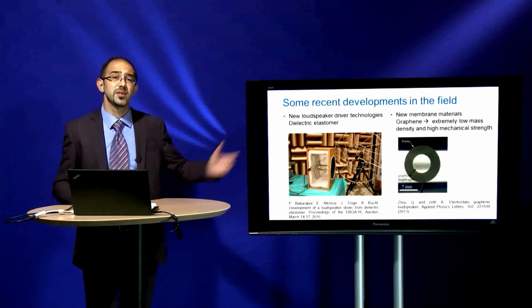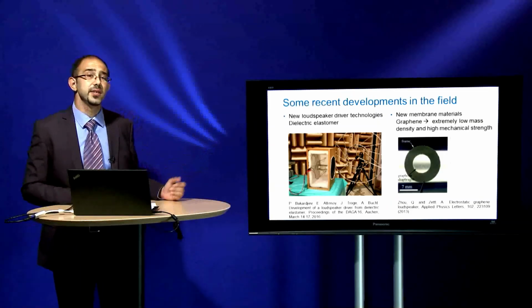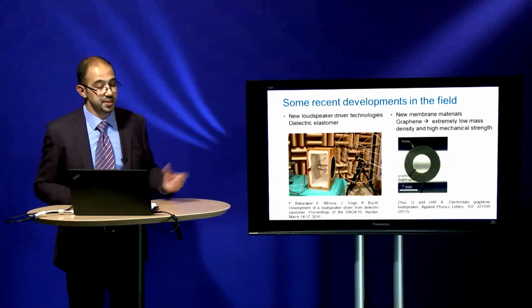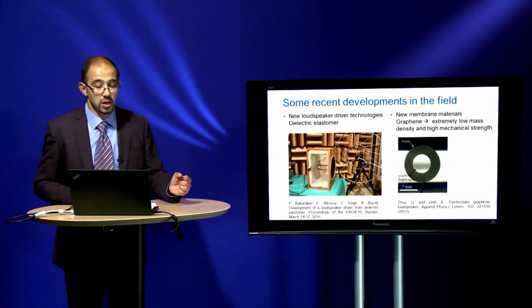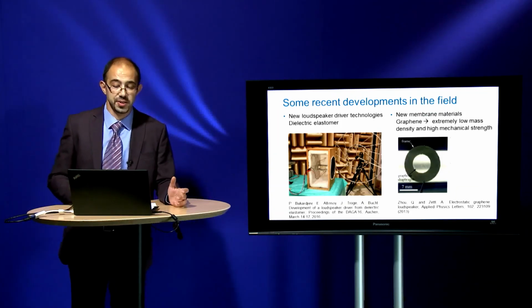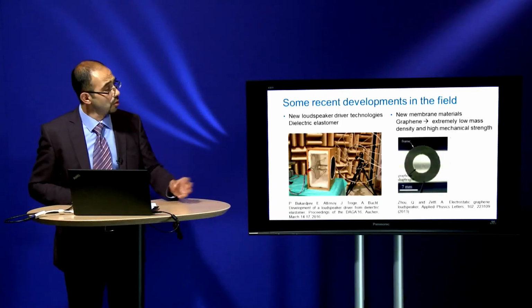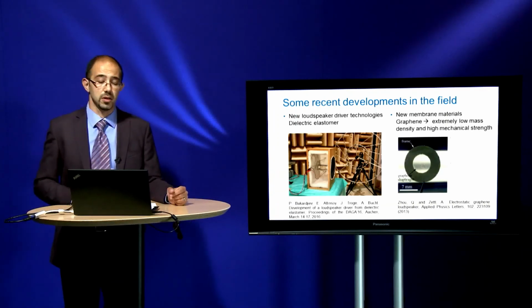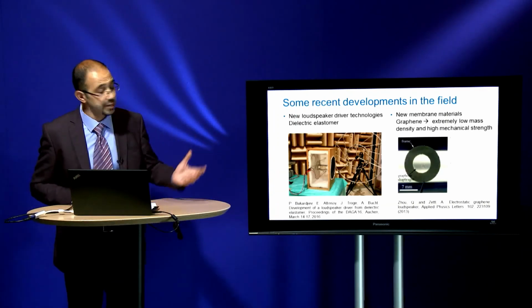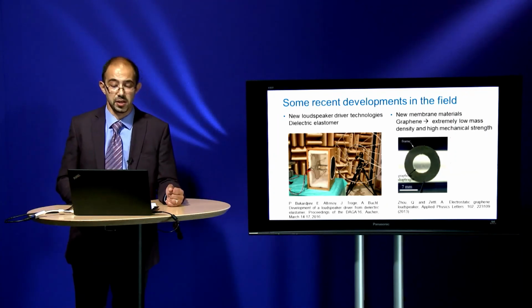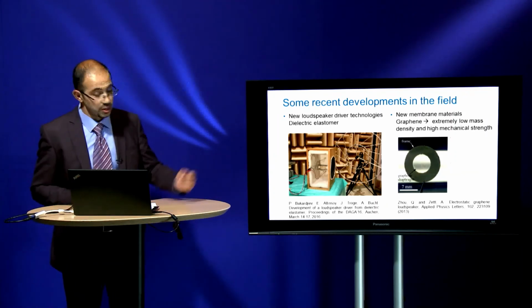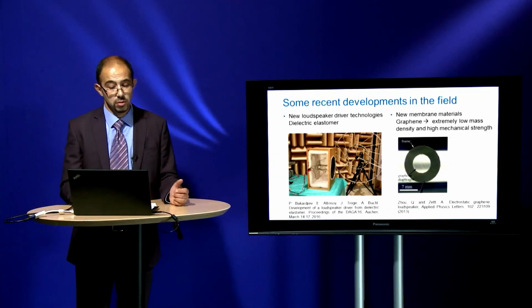At the same time, in the second example, we see new ideas to produce new membrane or cone materials. In that case, as I already said, we need light and stiff materials, and therefore graphene is a very interesting object because of its extremely low mass density and high mechanical strength, which will be introduced by Sue and Settle.